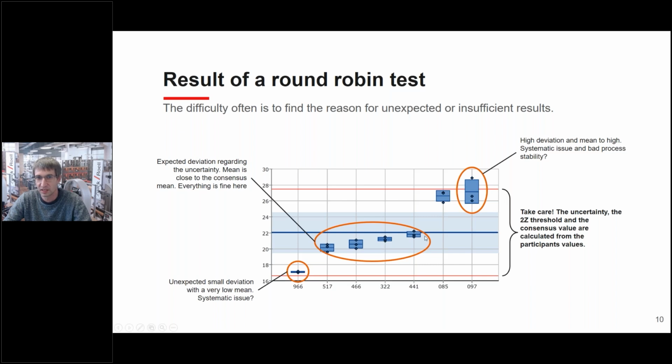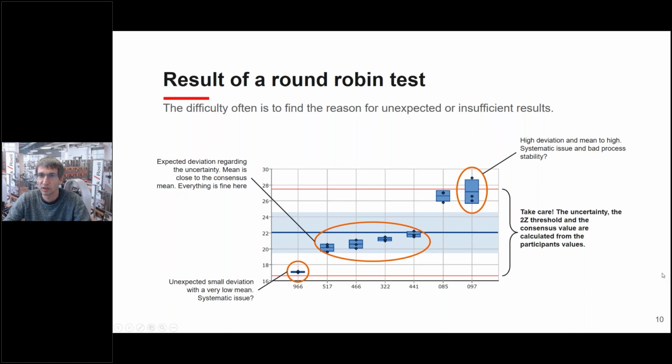Here and here in the middle, these are labs that are performing fine. They have a deviation that is clearly within the expected uncertainty, and their average is somewhat close to the consensus average. And one little thing: take care, this is all calculated from the data. So labs like this have an influence on the overall uncertainty if it's calculated from the data. That's a methodical issue. You can't do anything about it, but you should have this in mind a little bit.